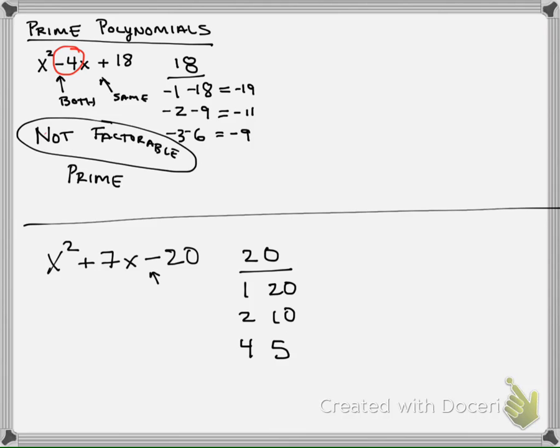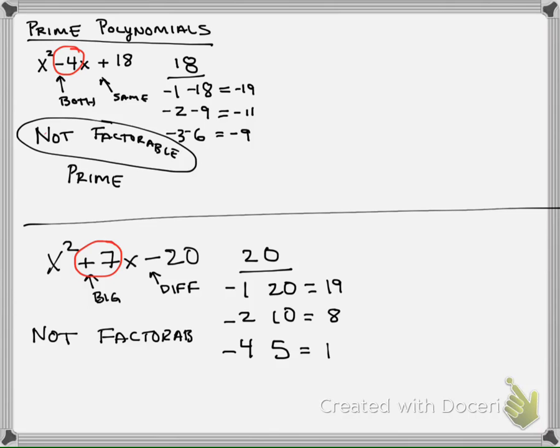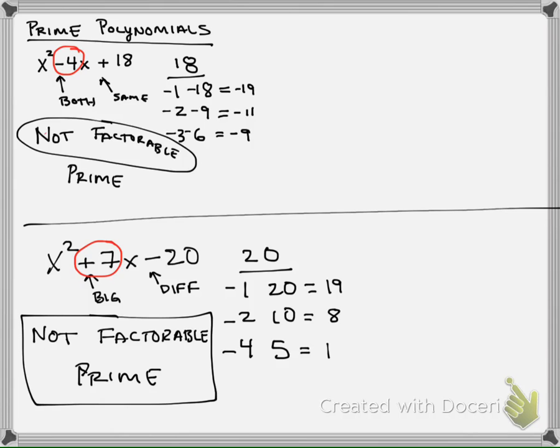Reading the signs, we see that the signs are different. The bigger one is going to be positive. So if the bigger ones are positive, the little ones are negative. When we add them together, we get positive 19, positive 8, and positive 1. Again, we do not get the middle term, which is a positive 7. Therefore, we write not factorable. Again, you can write prime, one of these two situations. All right, let's go on to the next example.